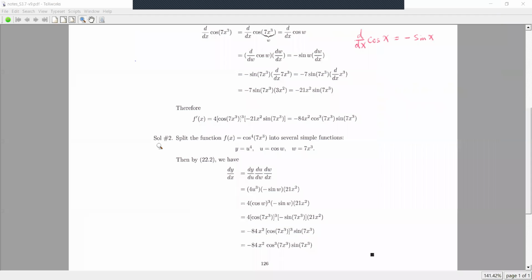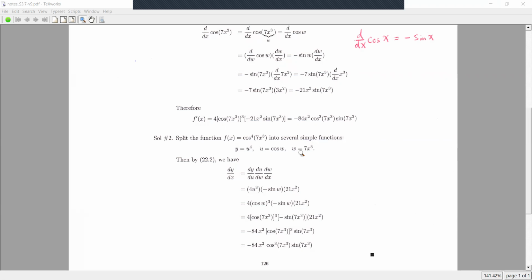Solution 2. In this second solution, I want to use the chain rule with multiple intermediate variables to compute the derivative of function f. For the purpose, I split function f into several simple functions. y is u to the fourth. u is cosine of w, and w is 7x to the third.